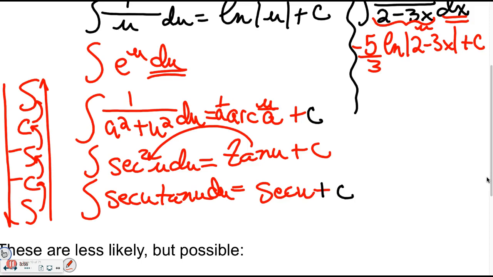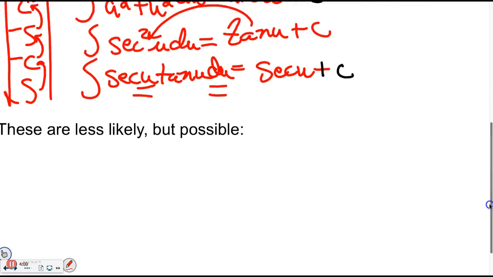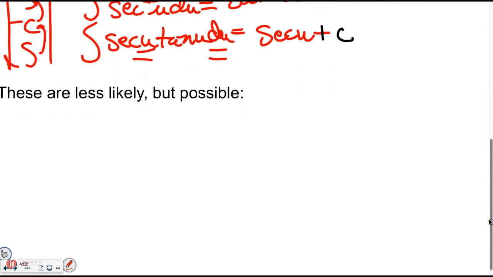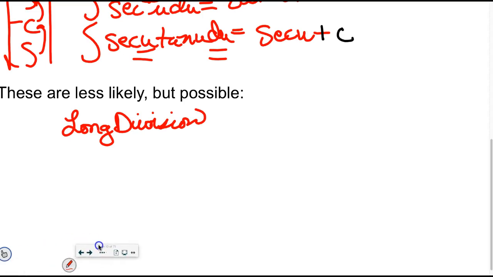And then again, be very careful with the u du issue. Less likely to occur, but possible, are things that maybe require long division. I think there's 1 or 2 in the mega integration packet, right? So they may or may not require long division.